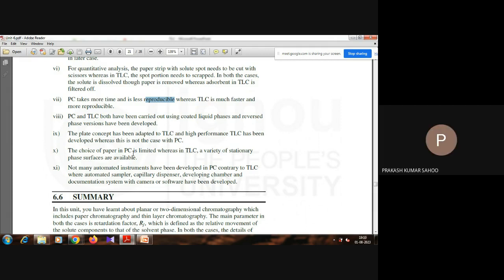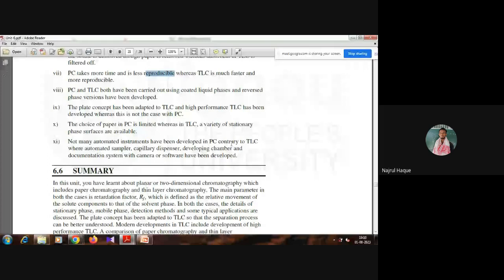PC and TLC both have been carried out using the plate concept, and the plate concept has been adapted to TLC, and HPTLC has been developed, whereas it is not used for PC. So the plate concept is for TLC as well as HPTLC, but this concept is not applicable for PC. The choice of paper is limited, whereas in TLC a variety of stationary phase surfaces are available. Like your silica gel, alumina, other adsorbents are there, and surfaces like glass, metal, and plastic are used for your TLC surface.